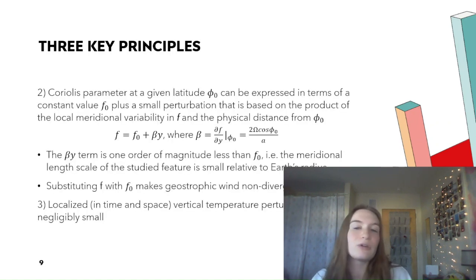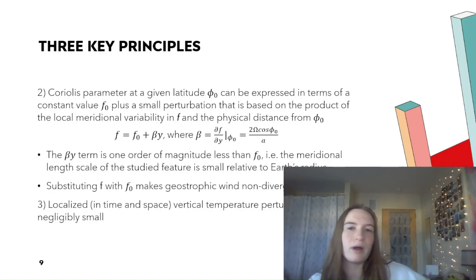Second, the Coriolis parameter at any given latitude, that's our latitude marker theta naught, can be expressed in terms of a constant value f naught plus a small perturbation that's based on the product of the local meridional variability in f and the physical distance from your reference latitude. You'll see that as plus beta y is going to be that perturbation, where beta is the change in the Coriolis parameter in the y direction. It's equal to 2 omega cosine of the reference latitude divided by a, where a is Earth's radius.